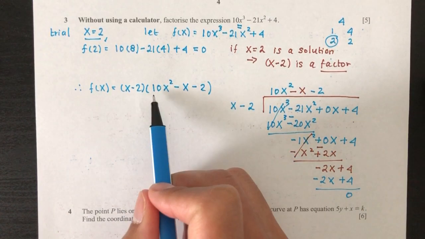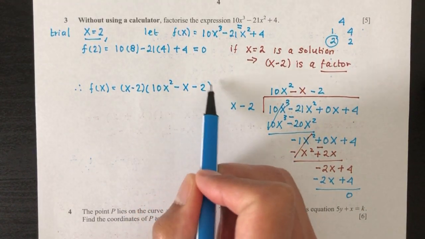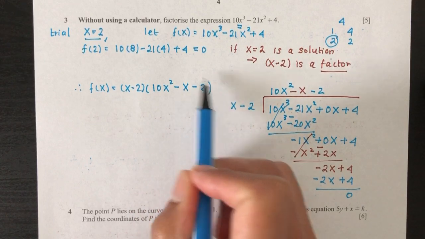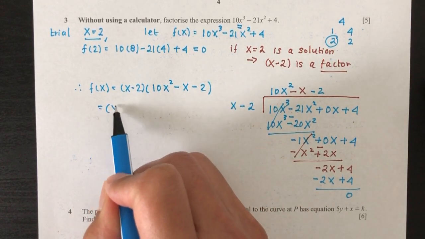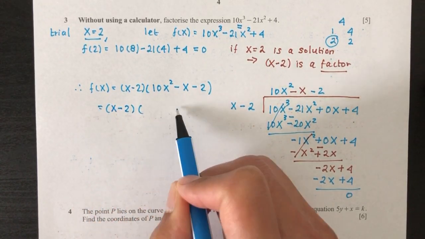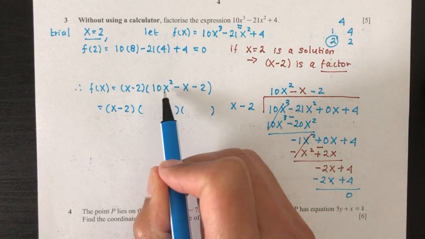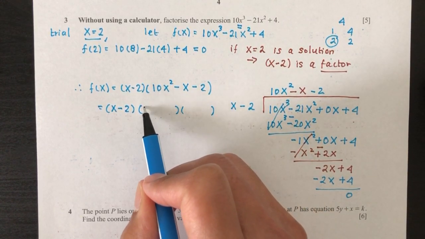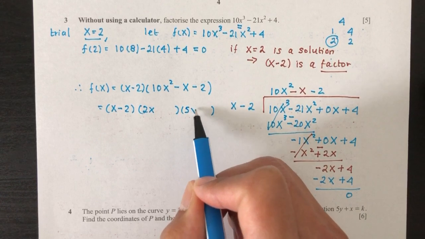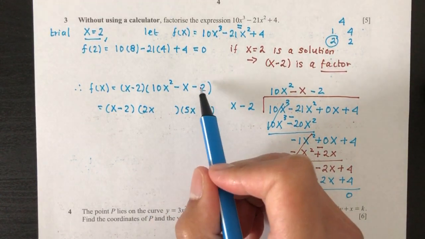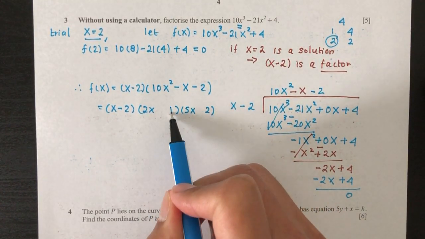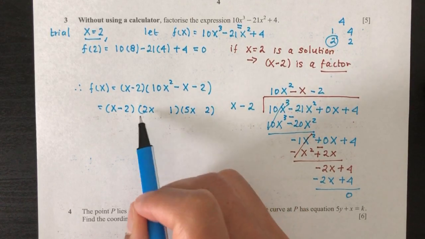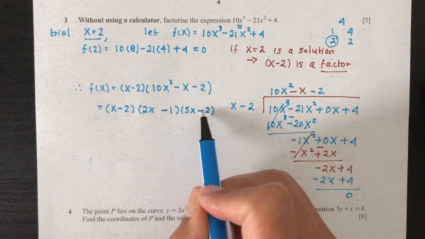Okay, so you have to factorize this as well. If you look at this, this is only a quadratic expression. So that will be 2 brackets. Now what is 10? 10 is 2 times 5. You can say 2x times 5x. Now we have 2. 2 is 2 times 1. To get minus 1, we have to do minus 5 plus 4.